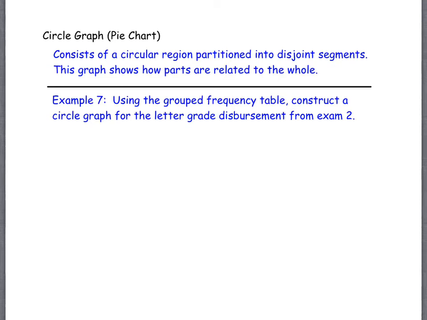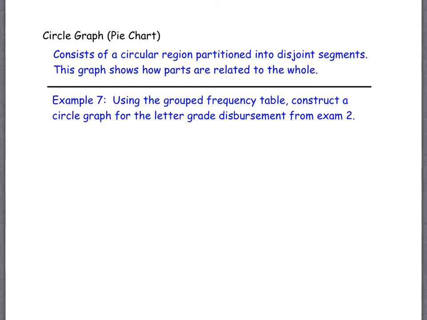oh my goodness, that was over half. Or, oh my goodness, it's about a third. And you can see it as a visual, whereas if you look at it in bars, you may not be able to see that very well. You may be able to see that, hey, yeah, there are a bunch more A's, but you can't see that, oh my goodness, 75% of the people got an A, which is a little bit different picture of what's going on. So it consists of circular regions partitioned into disjoint segments, and it shows how the parts are related to a whole.